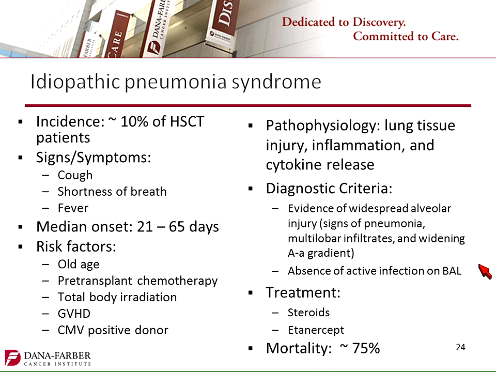It's injury to the lung tissue because of cytokine release. And on diagnostic criteria, it's evidence of widespread alveolar injury and absence of active infection. And the treatment is steroids, usually 1 to 2 mg per kg per day, and Enbrel. The mortality before Enbrel was quite high at 75%, but with the use of Enbrel has gone down to 40 to 50%.